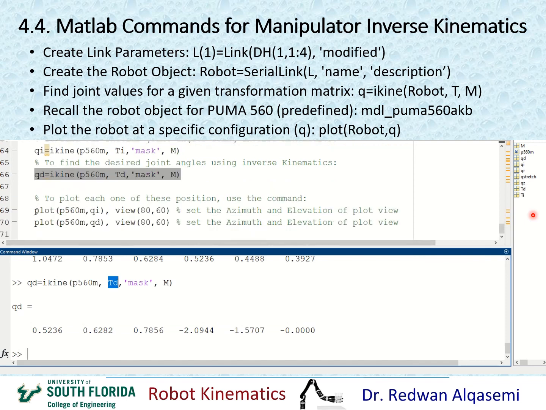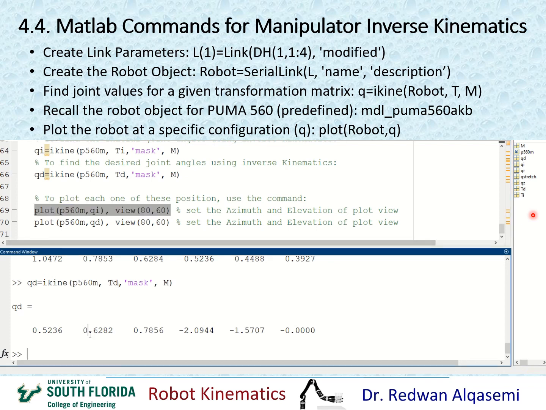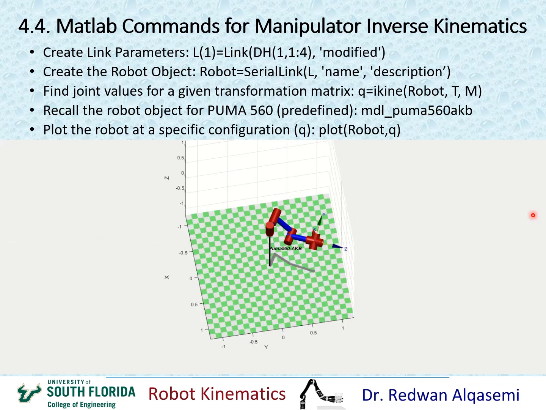Now I can plot both of these to show you how they look like. Again, in the plot command, I'm specifying the name of the arm, P560M, and I'm specifying the joint angles that will give me the configuration of the arm as I need to plot it. And here I used view 80 and 60, so that gives me the azimuth and elevation of the viewpoint, so I can see the arm from a point that would make it a little clearer. So if I go ahead and put this command here, I can see my Puma 560 arm, 6 joints. This is joint 1, 2, and 3, and then 4, 5, and 6 are here.